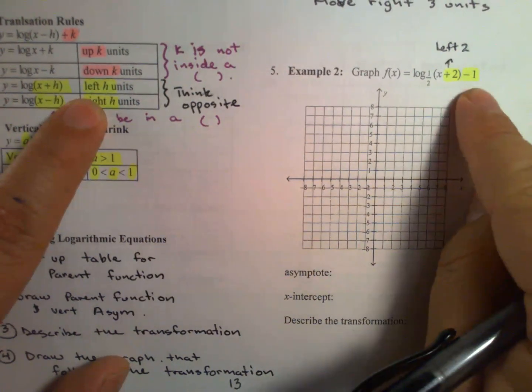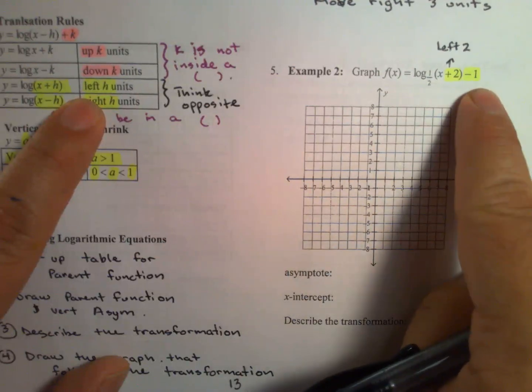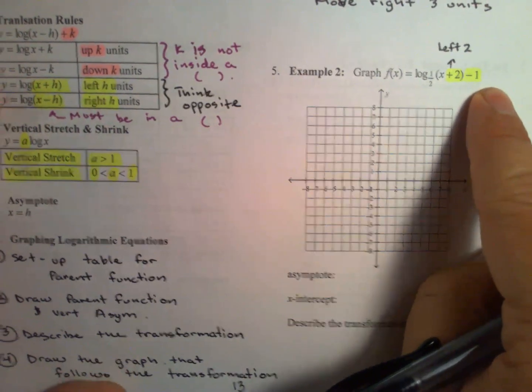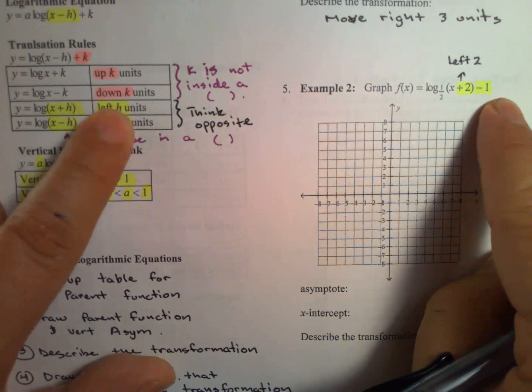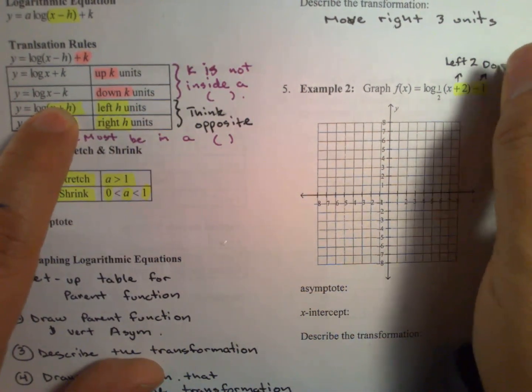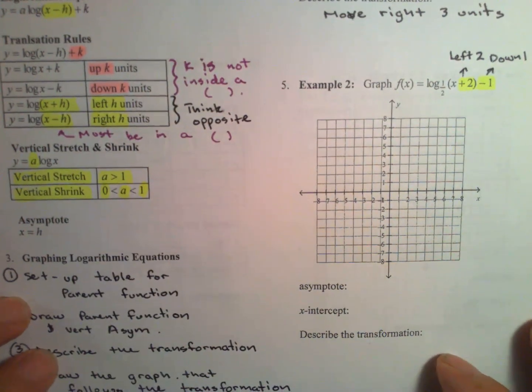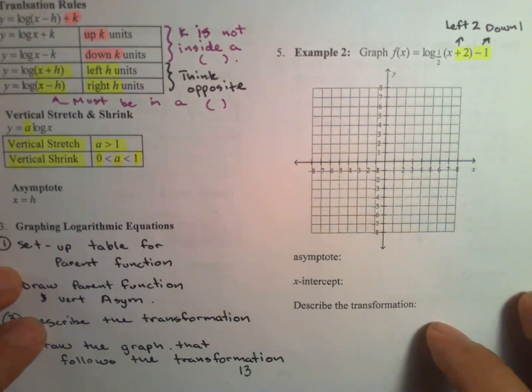2. But then I also see a -1. Notice how it's not in the parentheses anymore. It's off to the side. When it's a -1, well, then I'm going, in this case, down 1. And, well, these are really the only 2 moves that I'm creating for this problem.